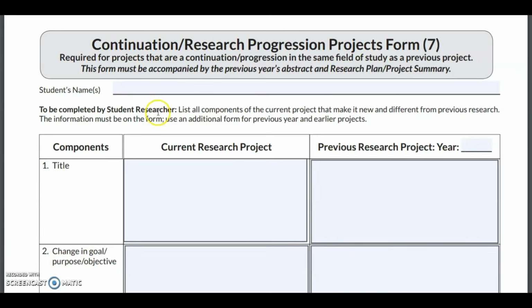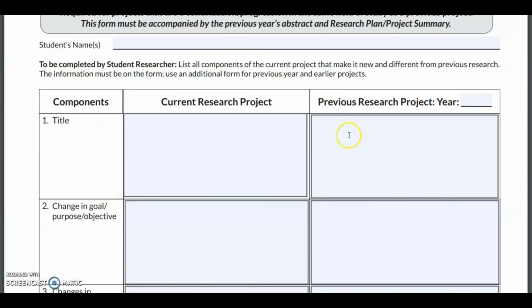The student researcher must list all components of the current project that make it new and different from previous research. The information must be on the form. Use an additional form for the previous year and earlier projects. The components of this form include the title, and the change in goal, purpose, or objective.